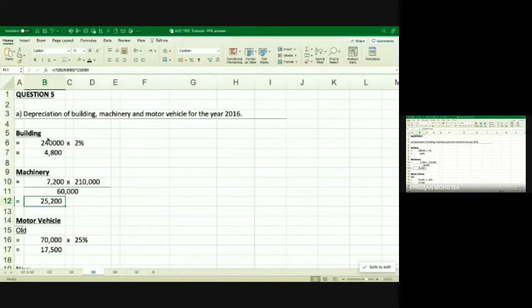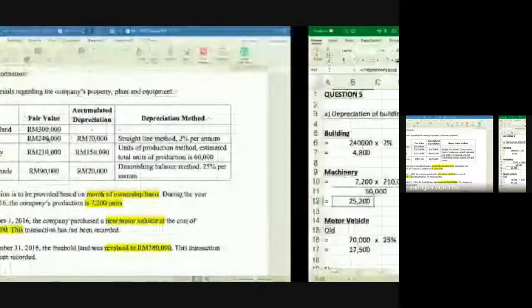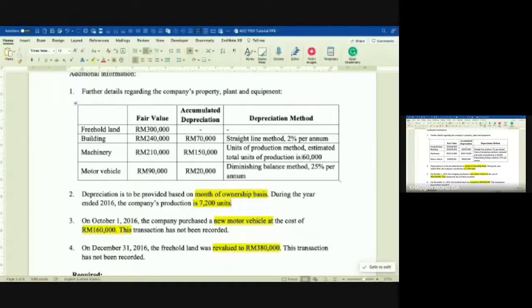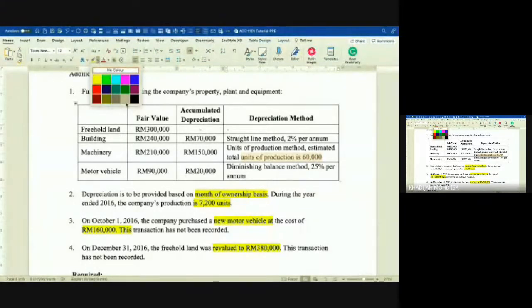Okay, remember that the machine uses the production method of 60,000 units. This is the method that you have to follow. This one is 2% straight line, and the other one is diminishing balance. So let's look at the diminishing balance method.